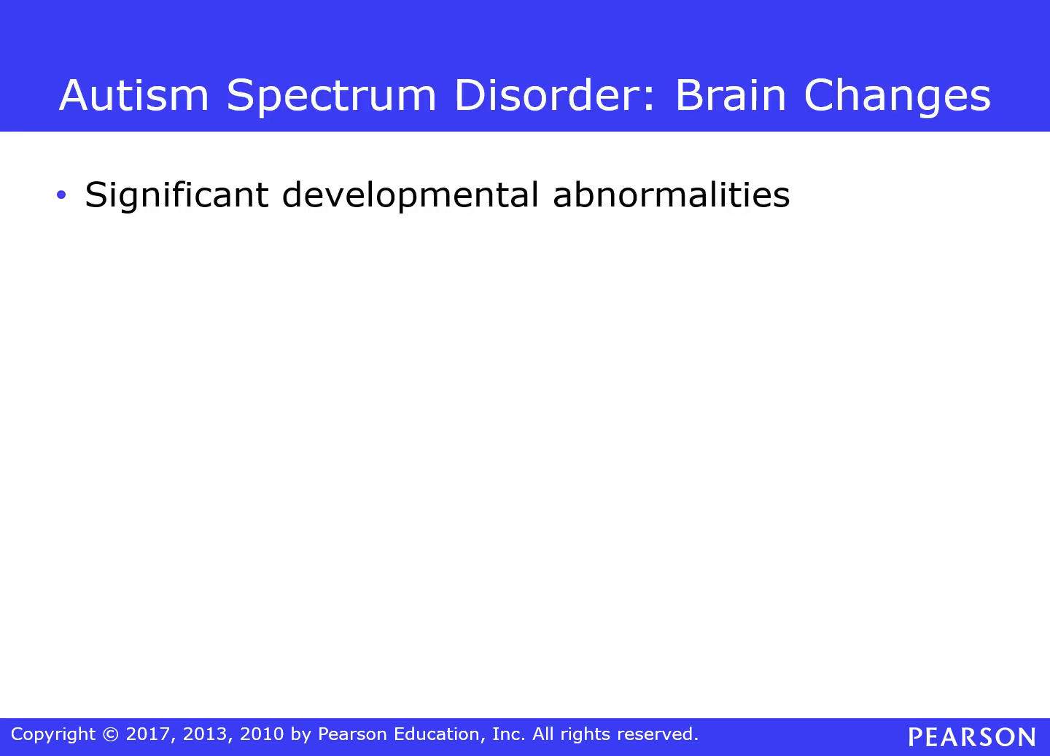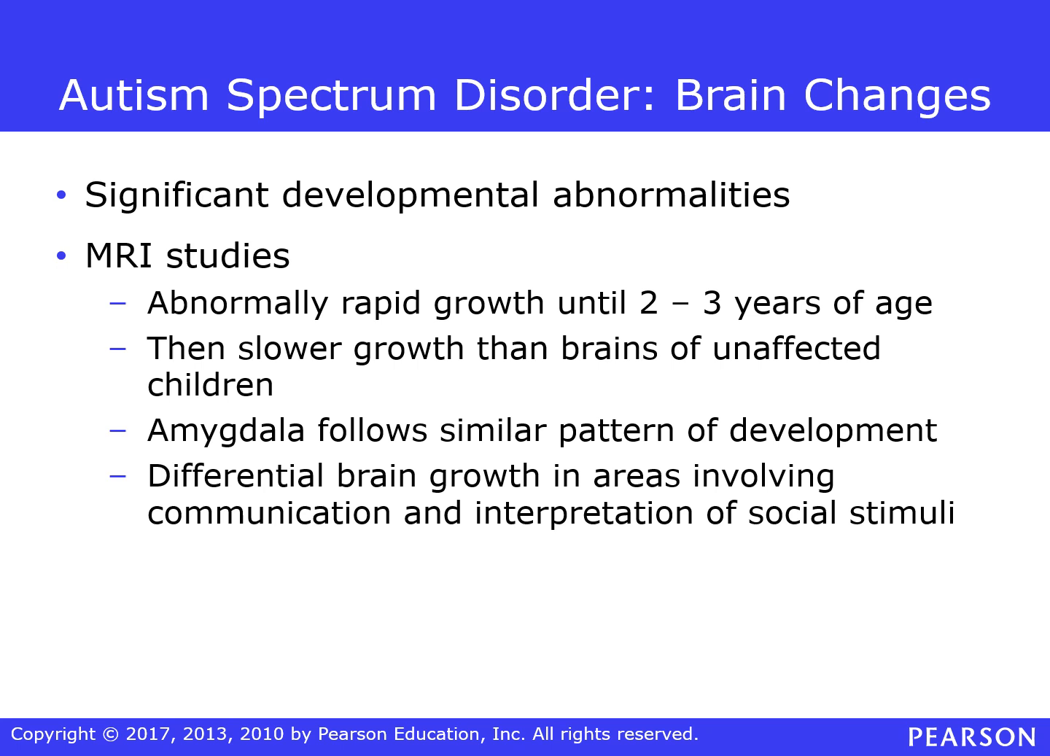If we look at brain changes in ASD people, we see significant developmental abnormalities. In particular, we have newer MRI studies looking at brain differences, and something that's been observed has been an abnormal rapid growth period between 2 to 3 years for ASD patients. But then after that, their brains slow and seem to grow slower in relation to unaffected children or children that do not have an ASD diagnosis.